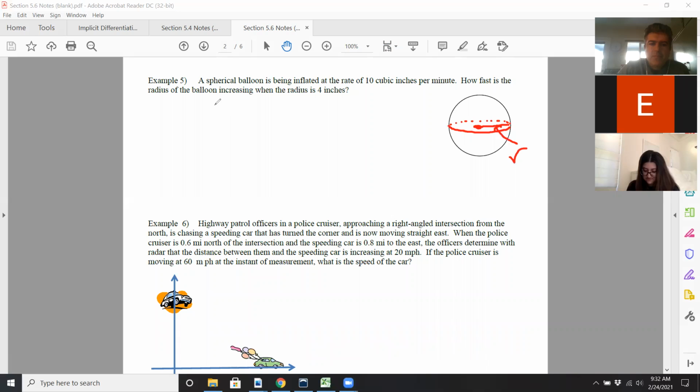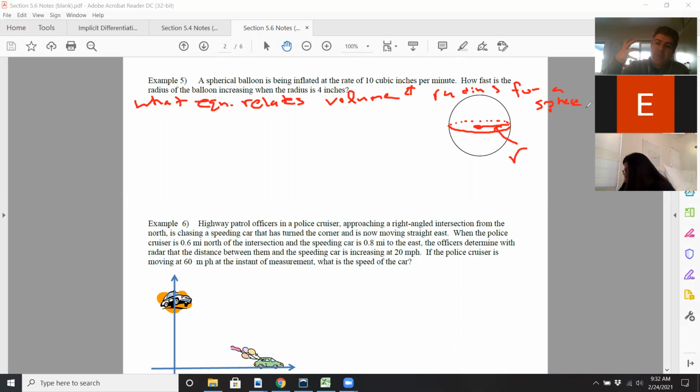Now, usually what you want to do as a strategy is ask what equation relates volume and radius for a sphere. So you always need an equation. It's called related rates for a good reason. You're looking at a relationship among variables, and then you want to look at how those rates are related. You're doing a spherical balloon, and you've got to look at the units too, cubic inches. Anything that's cubic is going to be volume, right?